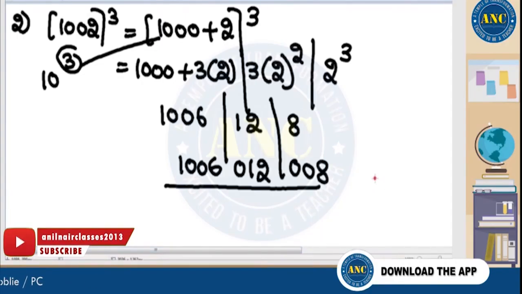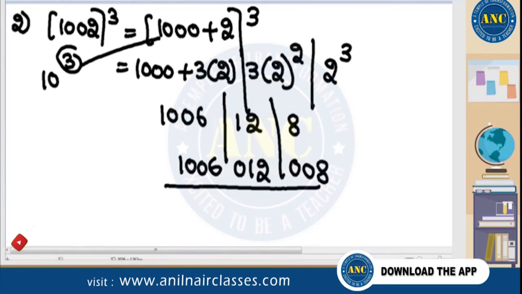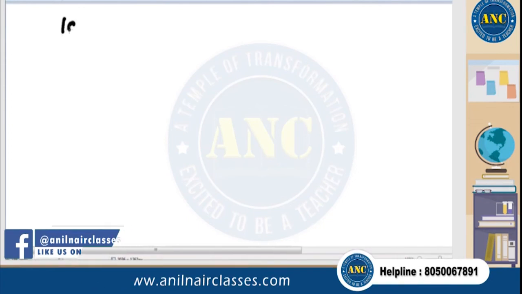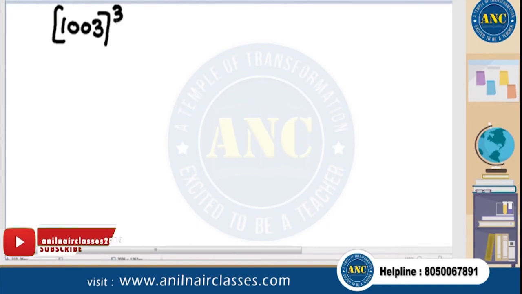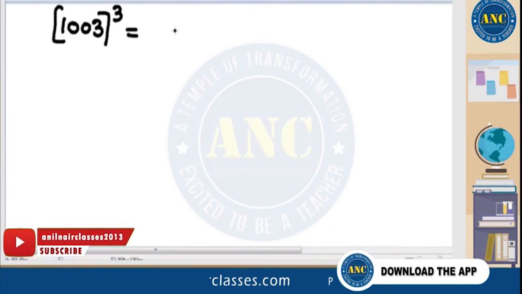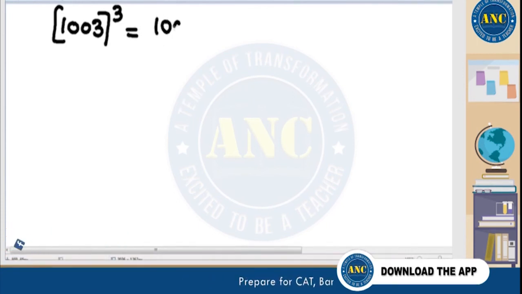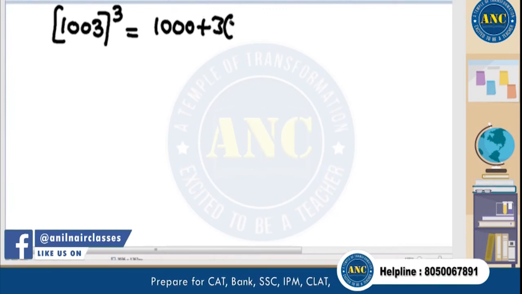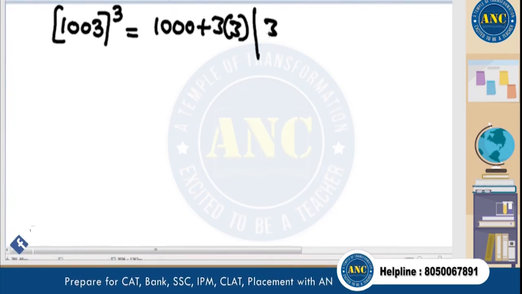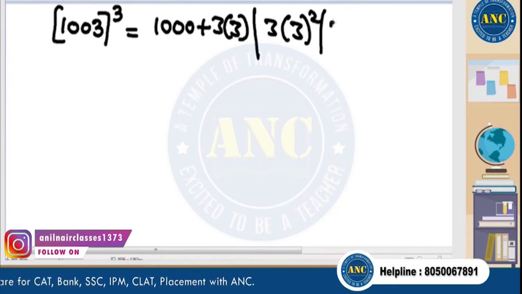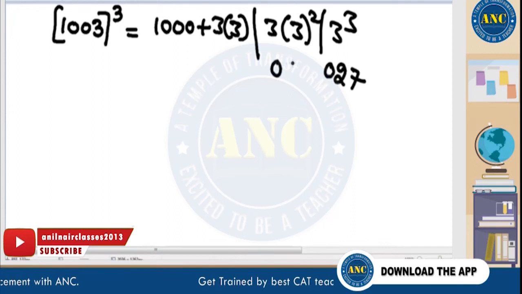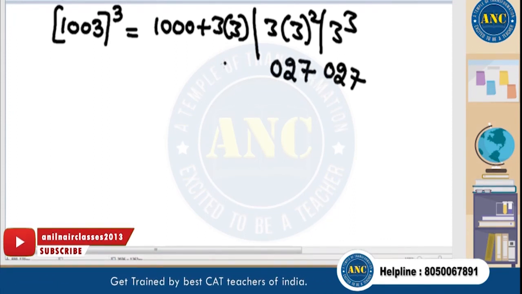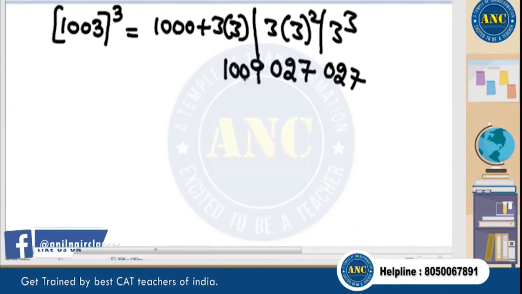Third question. Listen carefully. Now we will try to answer this question orally. 1003 whole cube. What will be the first step? 1000 plus 3, into 3, next 3 into 3 square, next 3 cube. 27 in 3 digits is 027. This is 1009 027.